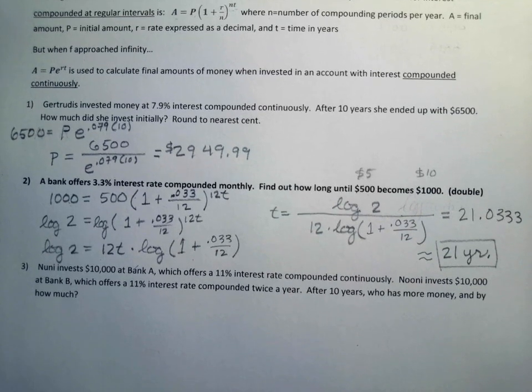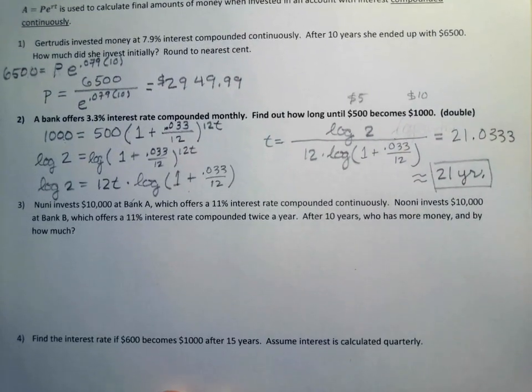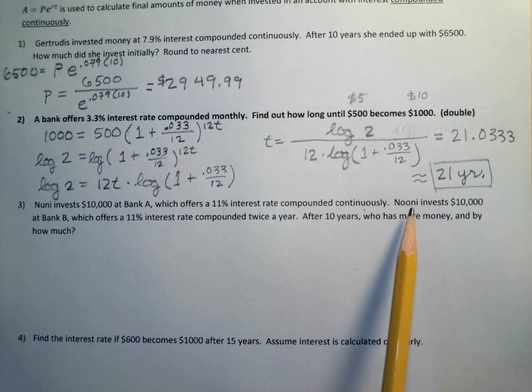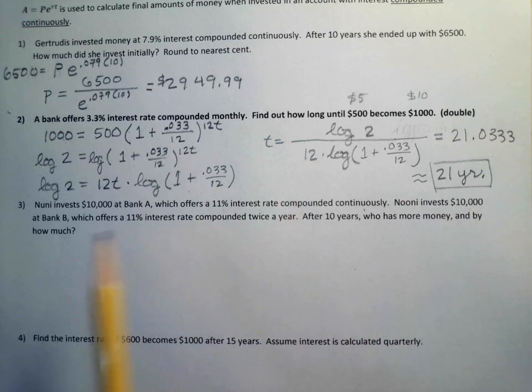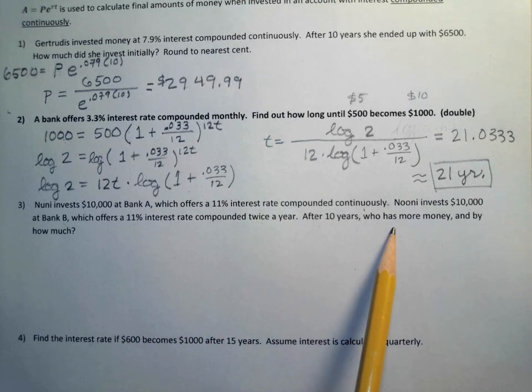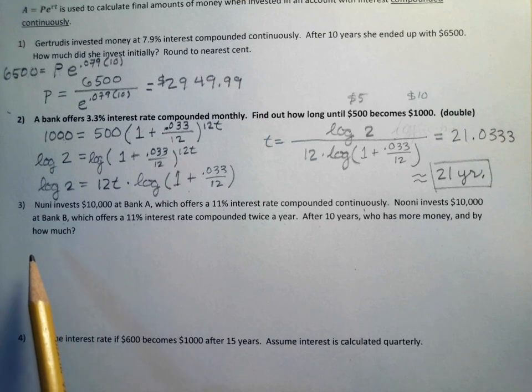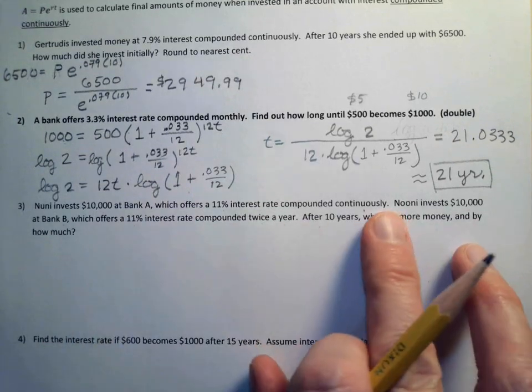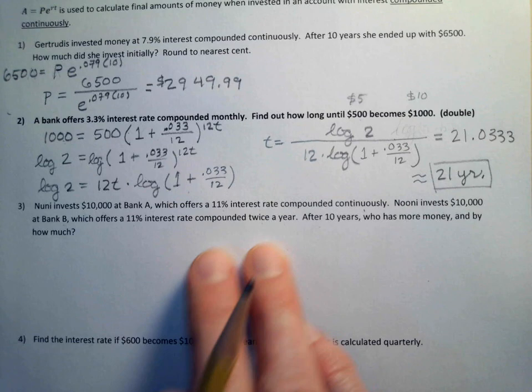All right, let's go on to number 3. Number 3 says, Nooney invests $10,000 at Bank A, which offers an 11% interest rate compounded continuously. Noni invests $10,000 at Bank B, which offers 11% interest rate compounded twice a year. After 10 years, who has more money and by how much? All right, so the first one will compound continuously, and the other one is compounding twice a year.